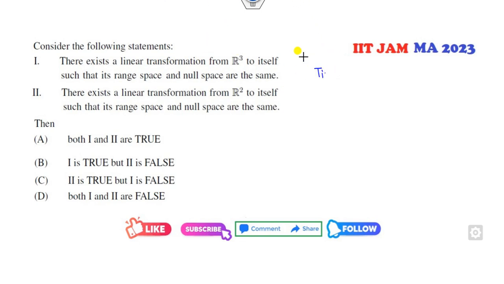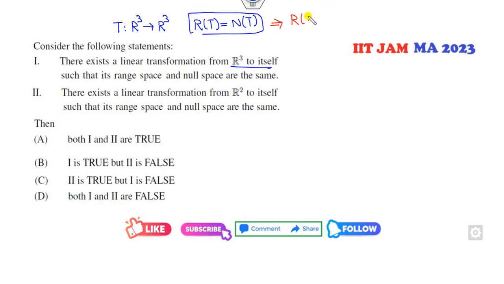Chalo, firstly we can solve it and then I will give you the simple tips. T is a mapping from R cube to R cube, such that the rank of T and the null space of T are the same. Then I can apply the rank-nullity theorem. Rank of T plus nullity of T is the dimension. So if both are the same, it means this value will be 3 over 2. Is it possible that the rank of any matrix will be 1.5? It is not possible.